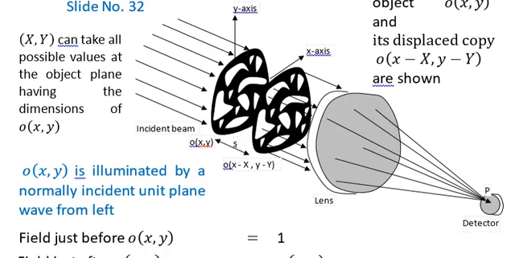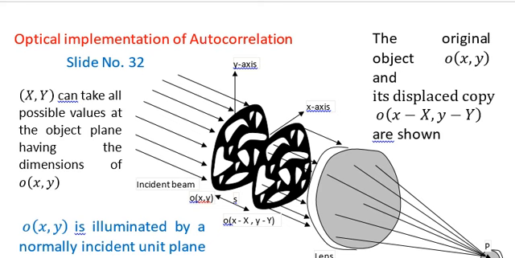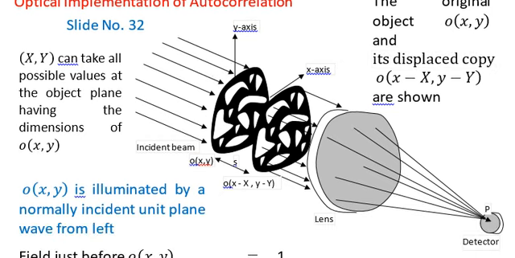Okay, now the question is how can we implement the autocorrelation in an optical setup? So consider the optical setup that I have shown. I have shown two pictures over there, the two objects in the transmission mode. One is represented by O at the coordinates X and Y, and the other is the same object, but a displaced copy, O at X minus capital X and Y minus capital Y. So the second copy is a displaced version of the first copy. The two copies are separated by this distance S.